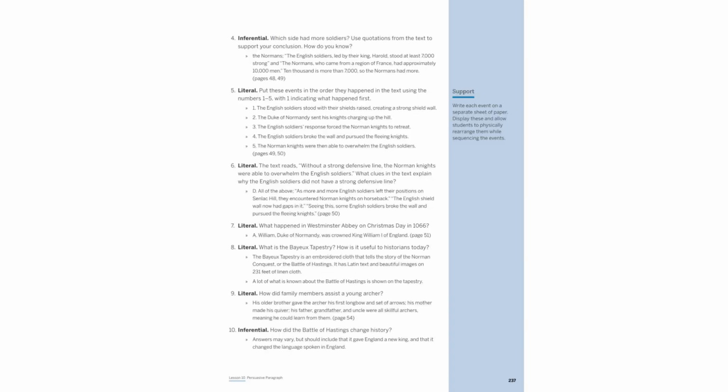The Normans had more soldiers, with approximately 10,000 men compared to the English's 7,000. Key events unfolded as follows. English soldiers formed a shield wall. Normans charged. English forced a retreat, pursued, and were overwhelmed. The Bayeux Tapestry, a 231-foot embroidered cloth, vividly depicts these events, providing historians with valuable insights into the Norman conquest.